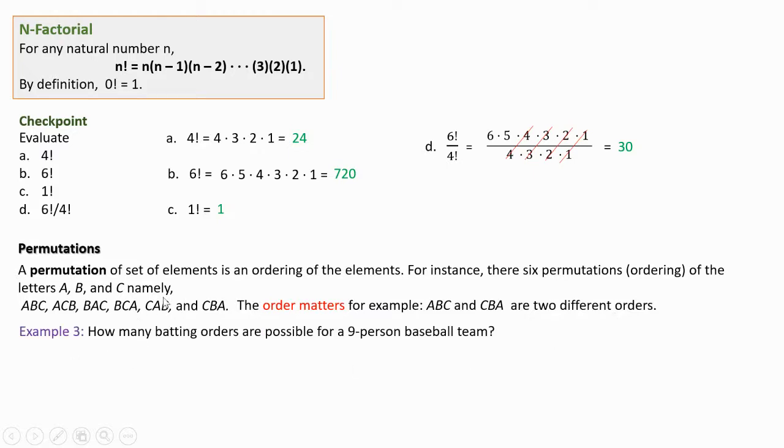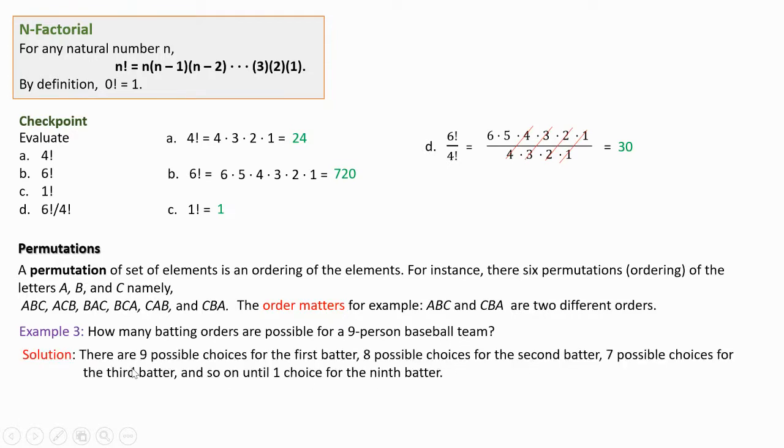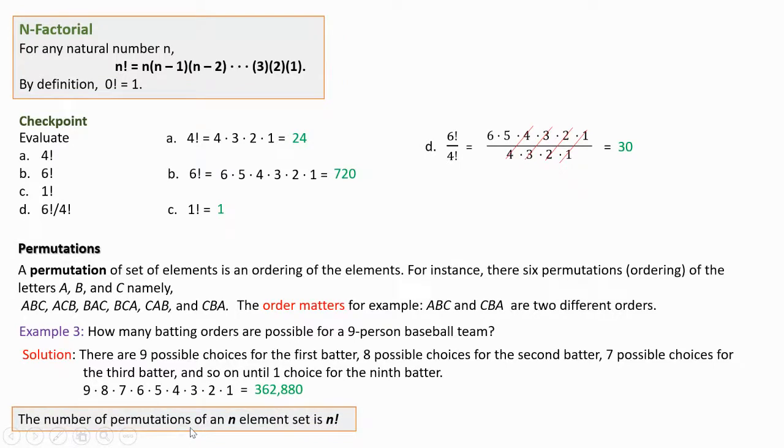Now, this is an example. For permutations, the order matters. How many batting orders are possible for a 9-person baseball team? There are 9 possible choices for the first batter. So these are the batters 1 through 9. If you put 9 factorial, that's going to be your answer. The answer for 9 factorial is 362,880.